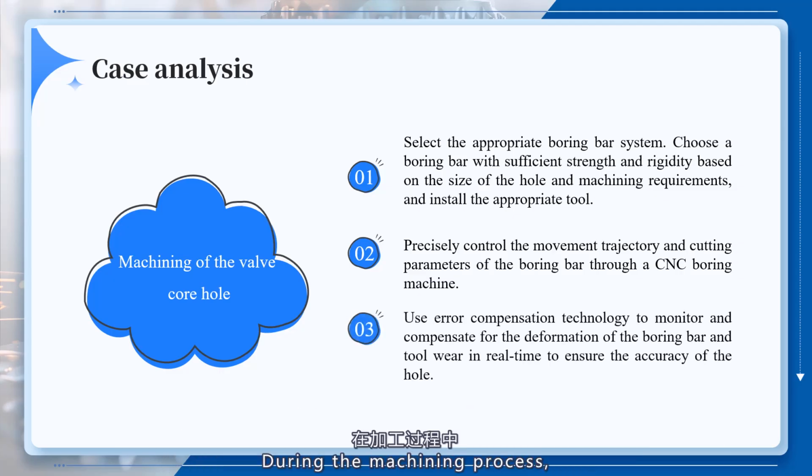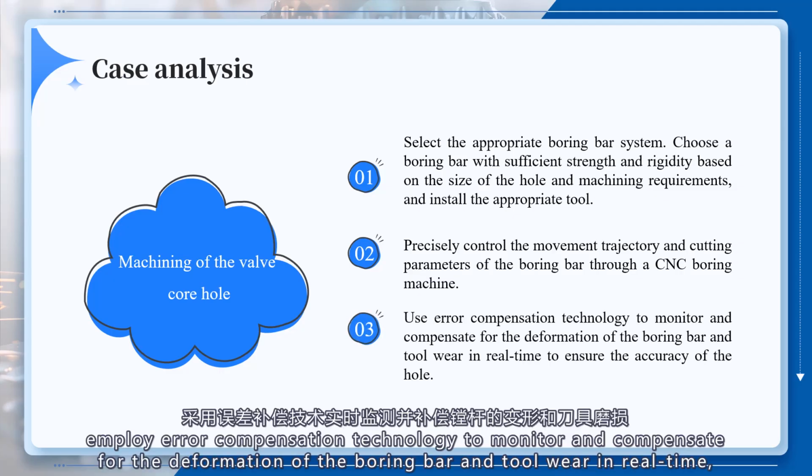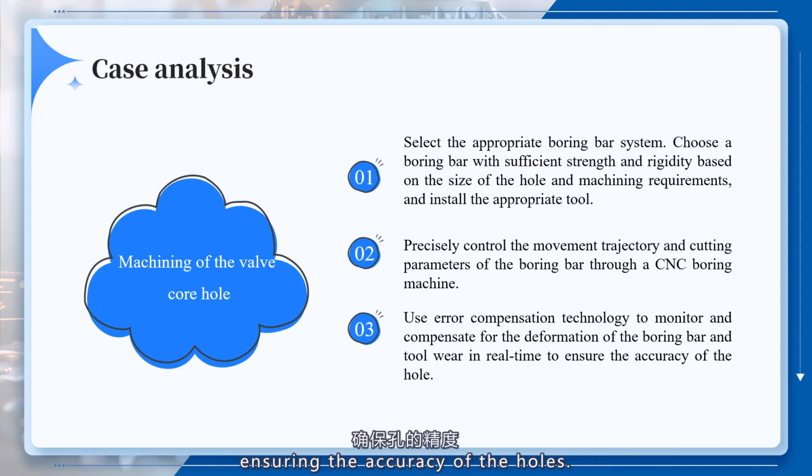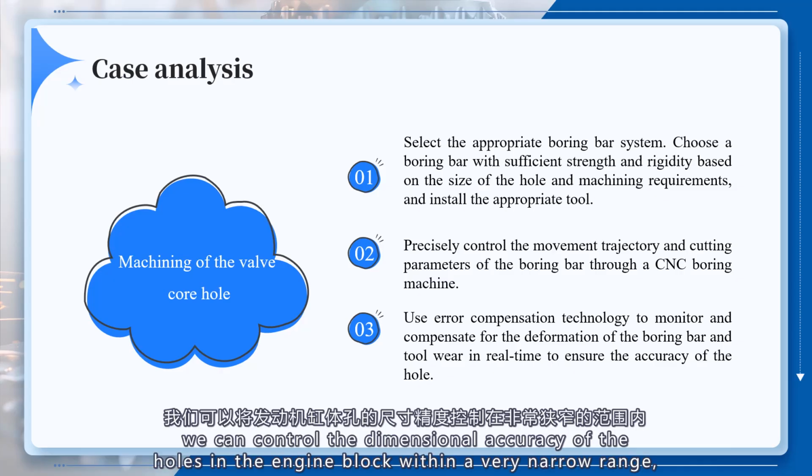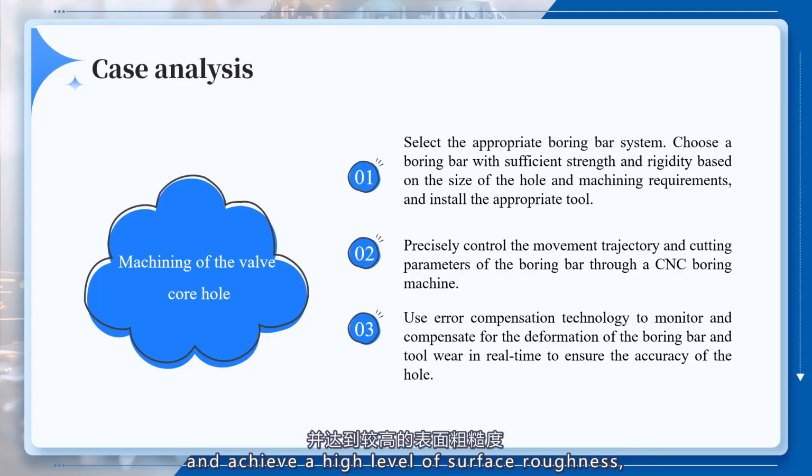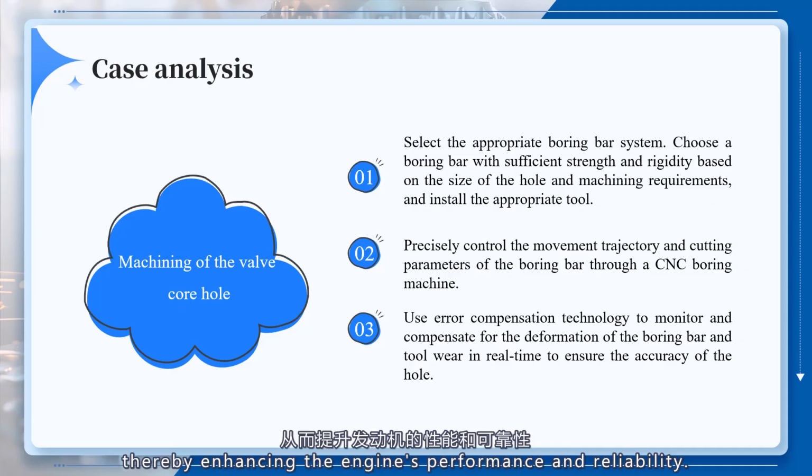During the machining process, employ error compensation technology to monitor and compensate for the deformation of the boring bar and tool wear in real time, ensuring the accuracy of the holes. With this machining process, we can control the dimensional accuracy of the holes in the engine block within a very narrow range and achieve a high level of surface roughness, thereby enhancing the engine's performance and reliability.